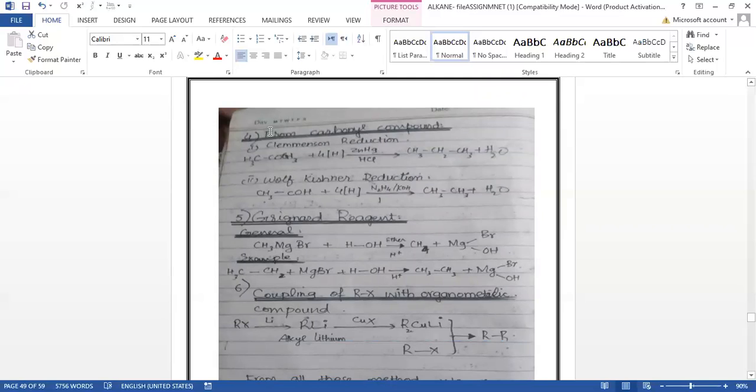In the fourth preparation of alkanes, from carbonyl compounds, we see the Clemmensen reduction, in which nascent hydrogen is added to the carbonyl compound. This is a ketone and this is an aldehyde, and we get an alkane from both reactions, but the reaction conditions are changed. In the Grignard reagent, water reacts with the Grignard reagent methyl magnesium bromide, and we get an alkane.